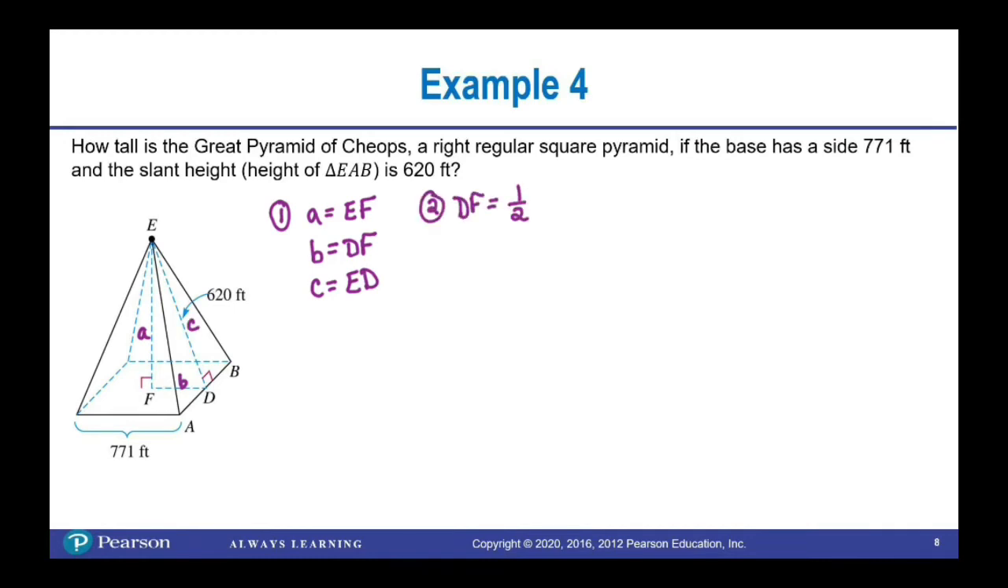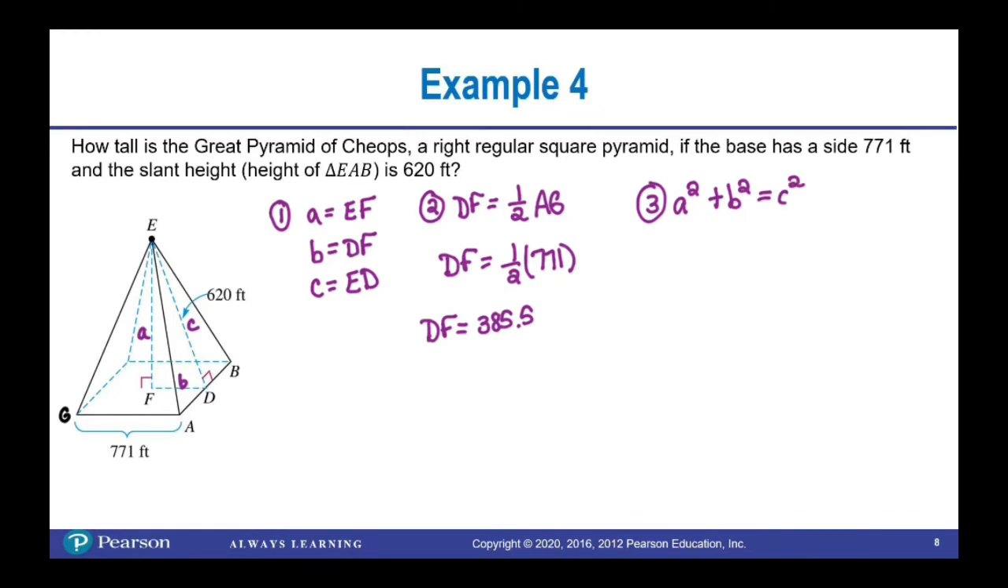Now DF is going to be half of one of the sides of the triangle because that height comes down to the middle of that square pyramid. So DF is half, I'm going to call that left-hand corner G, so it'll be half of AG. So here, half of 771, or 385.5. And now I can use the Pythagorean Theorem. Plug in for B and C.